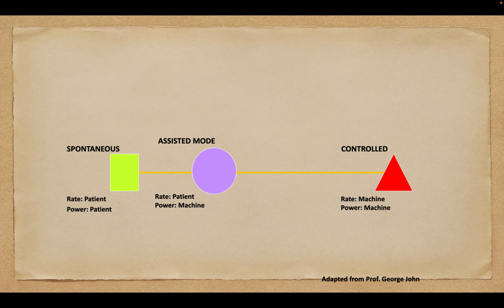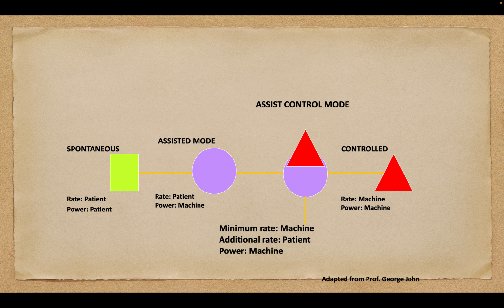As I told you, this is a spontaneous mode, this is an assist mode because it is a purple circle, and this is a control mode, a red triangle. In between, you can see a combination of the red triangle over the purple circle, and it is nothing but the assist control mode, which is the combination of both, where the minimum rate is given by the machine and additional rate is given by the patient, whereas power is provided by the machine. So when you see a purple circle with a red triangle on top of it, this is assist control mode.